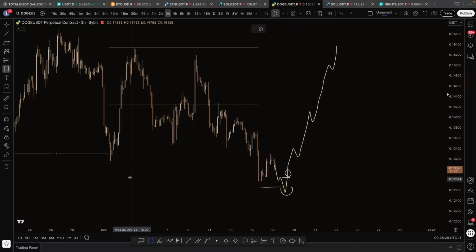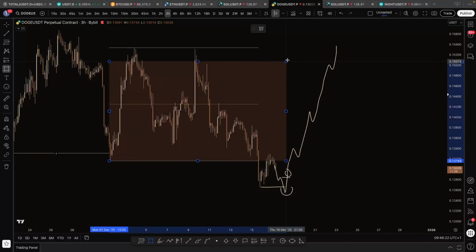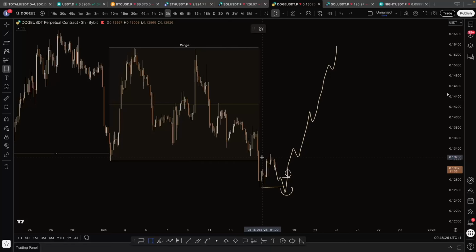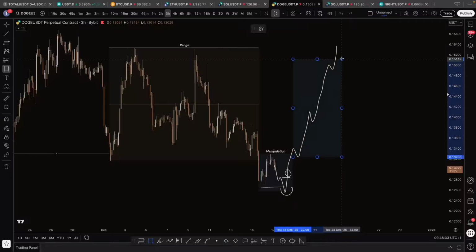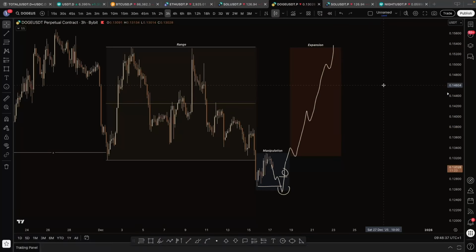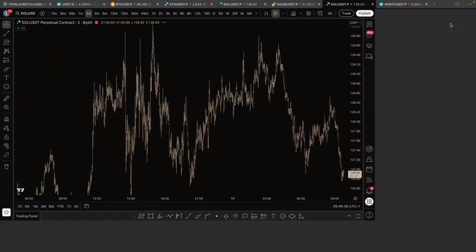So on Doge, still my plan is to look at this as a range, to look at this as a manipulation phase, and to look at this as my expansion phase. So that's still my plan on Doge. That will be my entry.